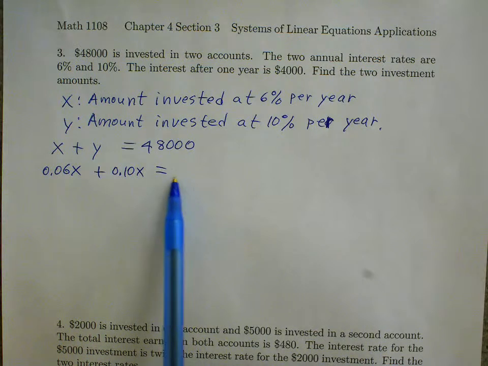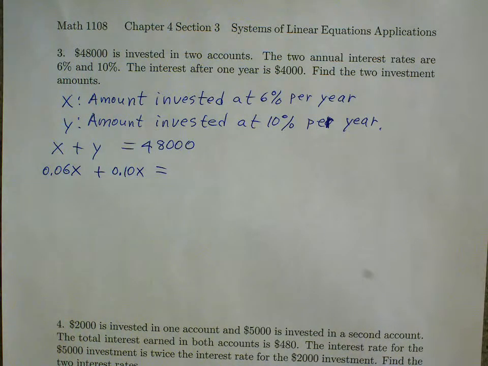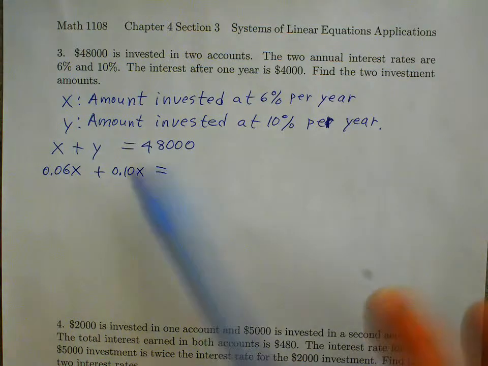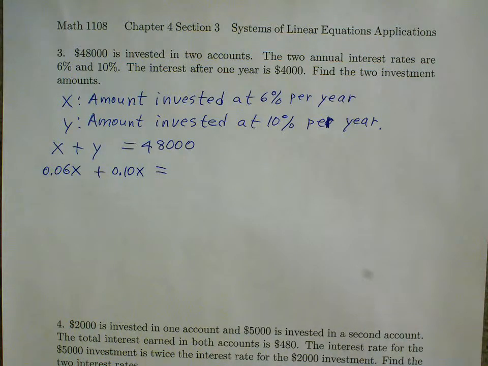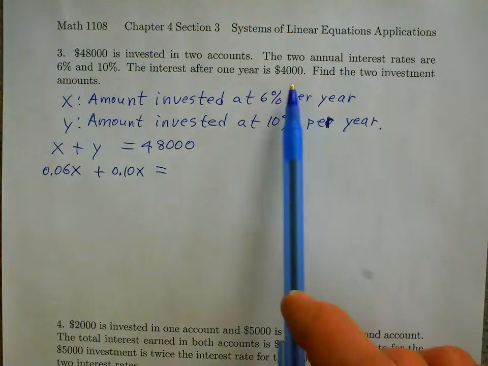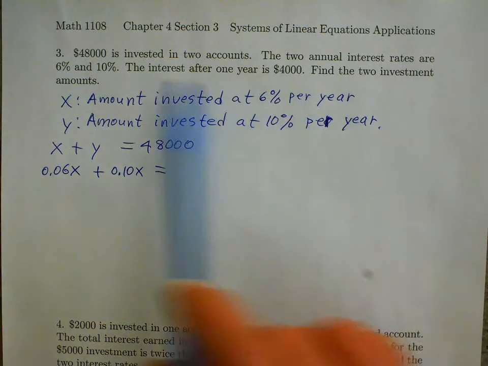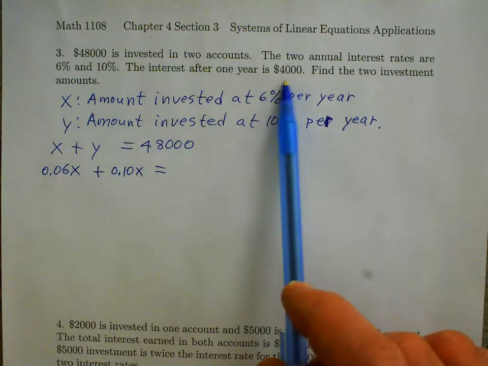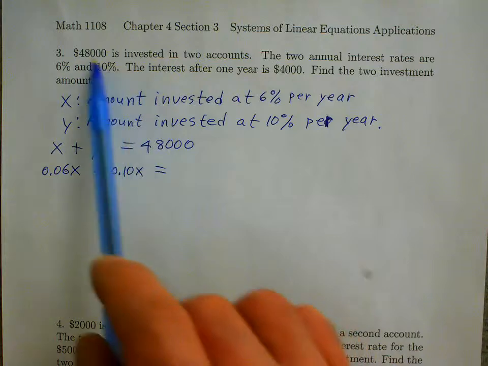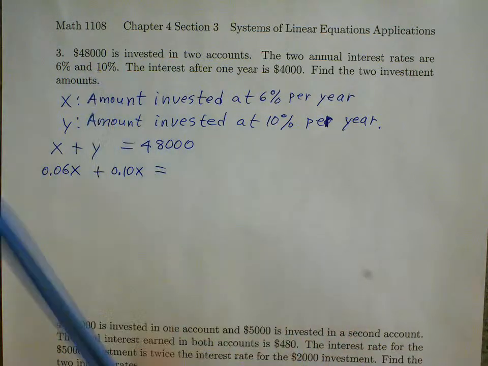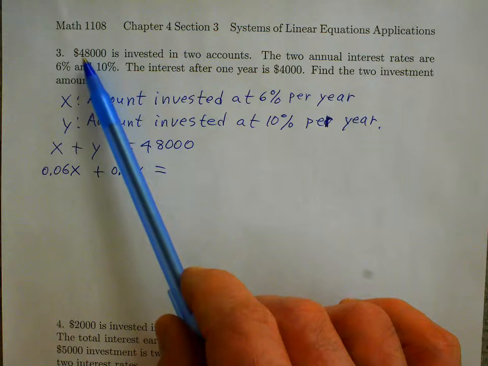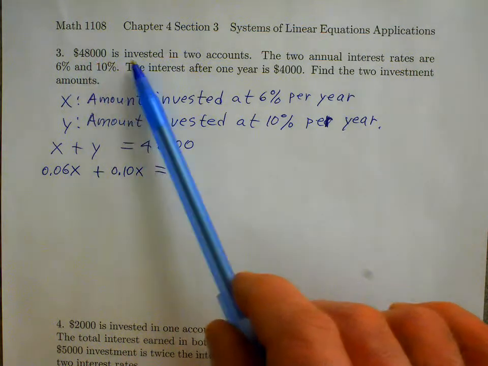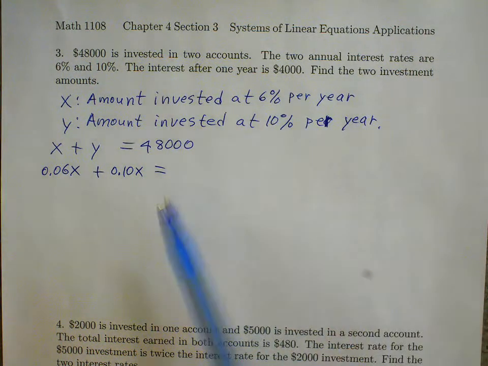Okay, so the right-hand side has to be the amount of interest that $48,000 earns after 1 year. So would it be 48 plus the 4,000? Or no? Well, it's just $4,000. Oh, I see. So in the third sentence, we're told that the interest after 1 year is $4,000. So the implication is the total amount of interest that $48,000 earns in those two different accounts is $4,000.